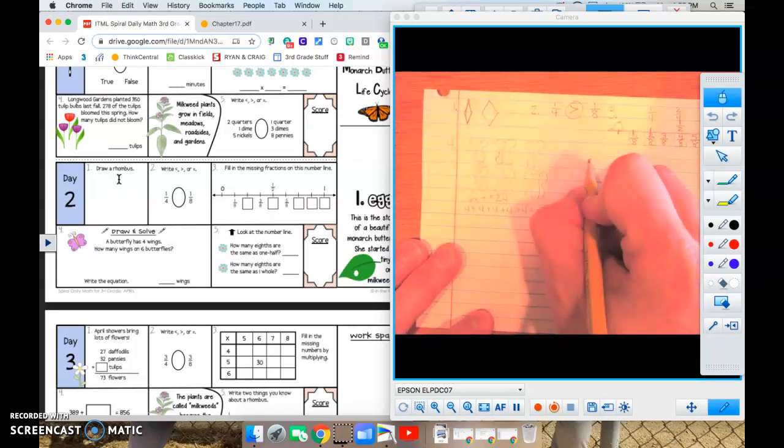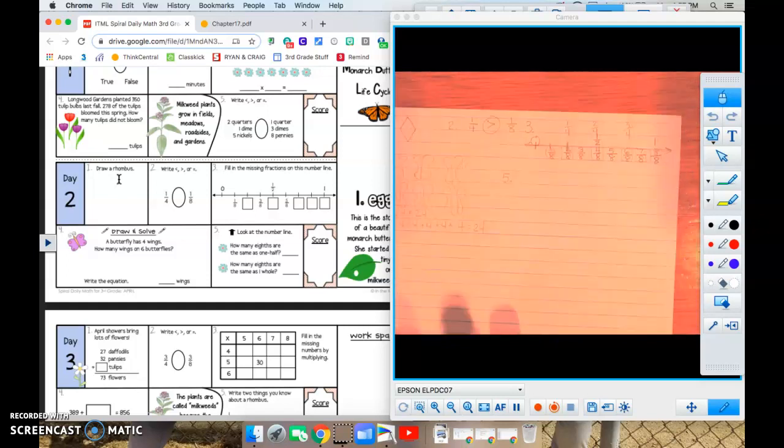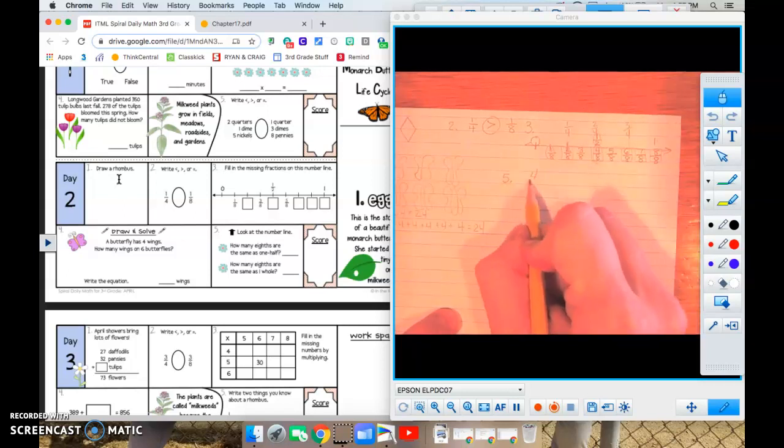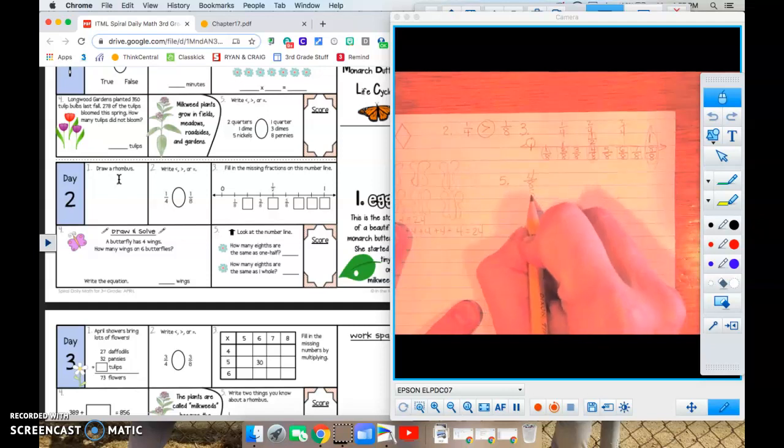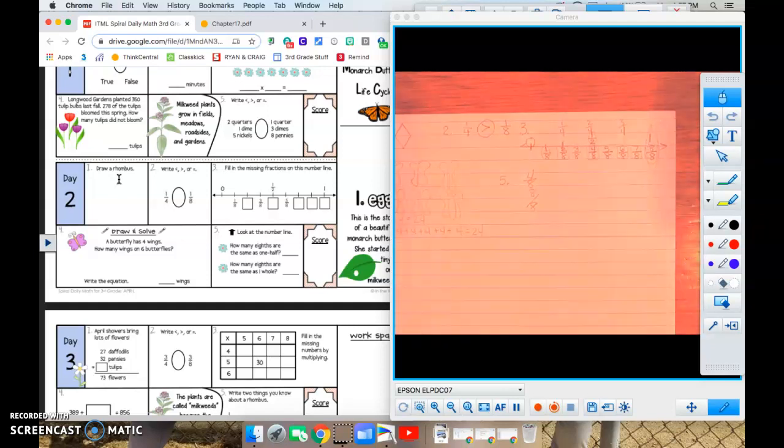Number 5. Here we go. Last question. Look at the number line. How many 8s are the same as 1/2? So we look up here at our 1/2. What does that equal? 4 8s, okay? The next one says, how many 8s are the same as 1 whole? Well, there's the 1 whole right there. That's 8 8s. Okay, so there we go. 4 8s for the first one, 8 8s for the next one.